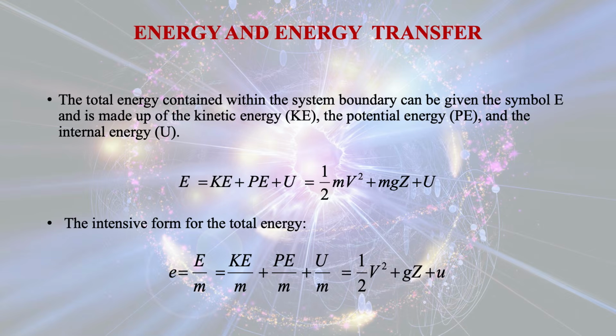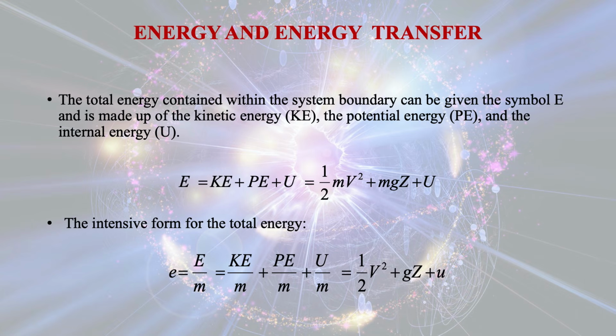The total energy contained within the system boundary can be given the symbol capital E and is made up of the kinetic energy, potential energy and the internal energy U. So the total energy E is the sum of kinetic energy plus potential energy plus internal energy U. You all know that kinetic energy is expressed as half mv squared, where m is the mass of the object and v is the velocity, and potential energy is expressed as mgz, where m is the mass, g is the acceleration due to gravity, and z is the datum height, and U is the internal energy.